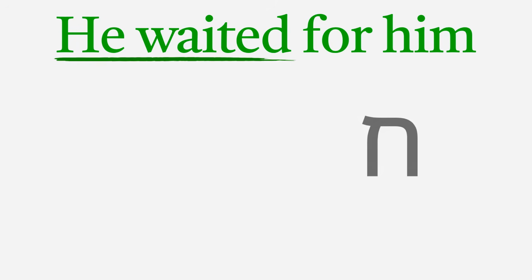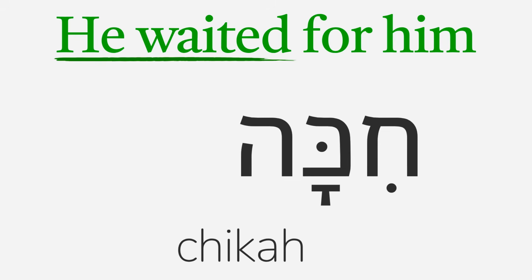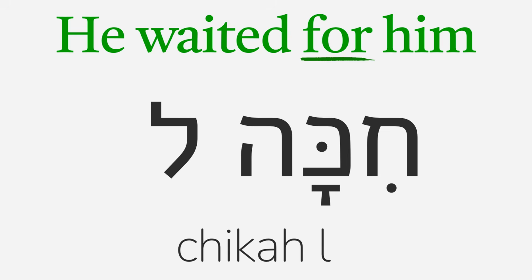Let's say he waited for him. The verb he waited will be a past tense verb whose subject is hu, he. It will be from the root chet kaf he in the piel binyan. And this verb is chika. Notice how when the root ends with he, the vowel on the second root letter is a kamatz instead of a tsere. For is the preposition la, and this preposition will add the o suffix to mean him. Chika lo, he waited for him.